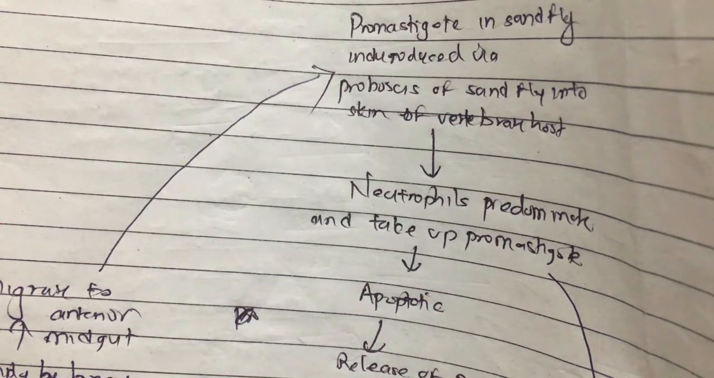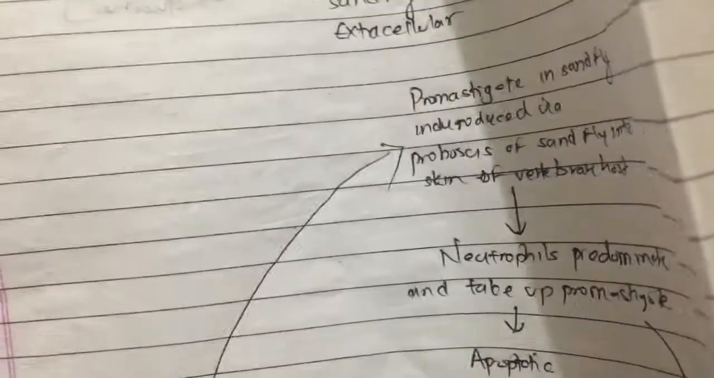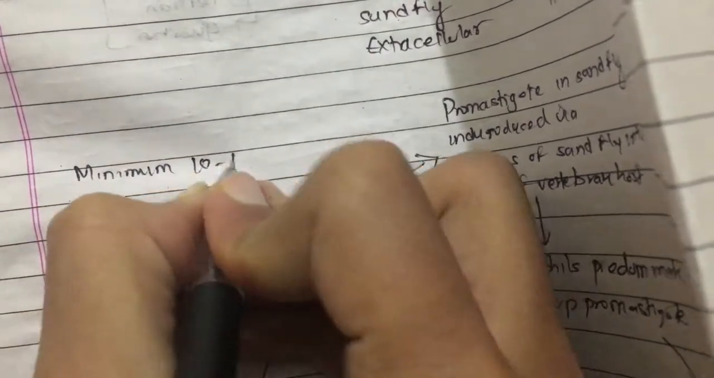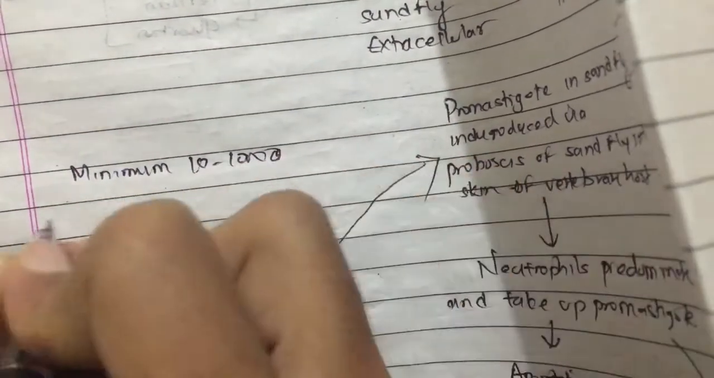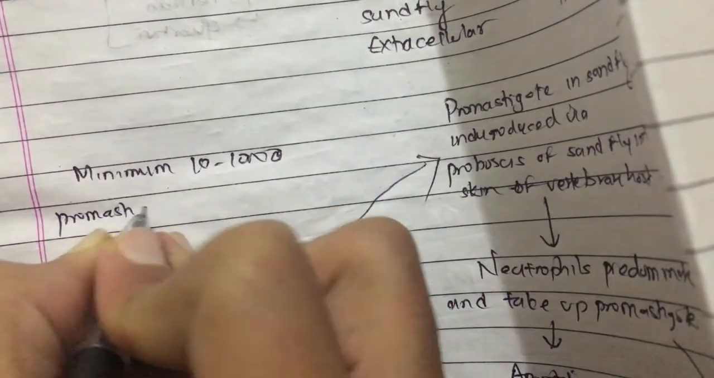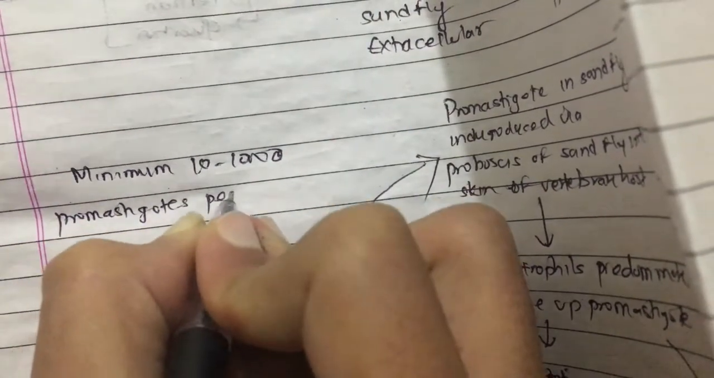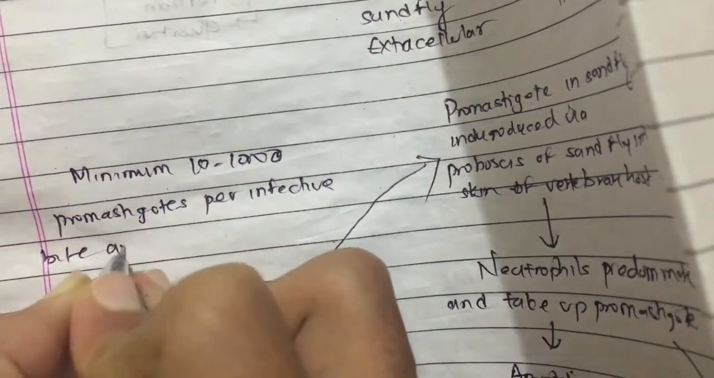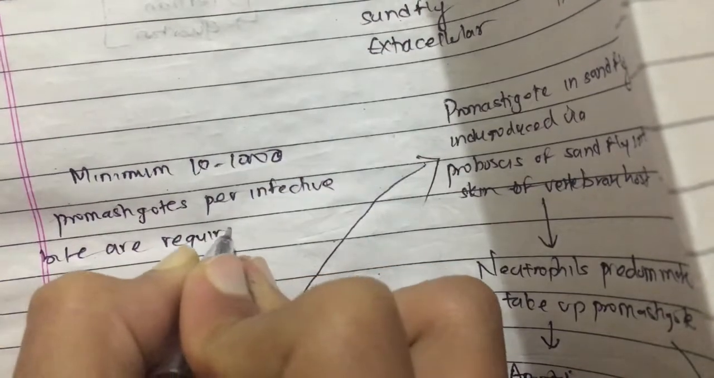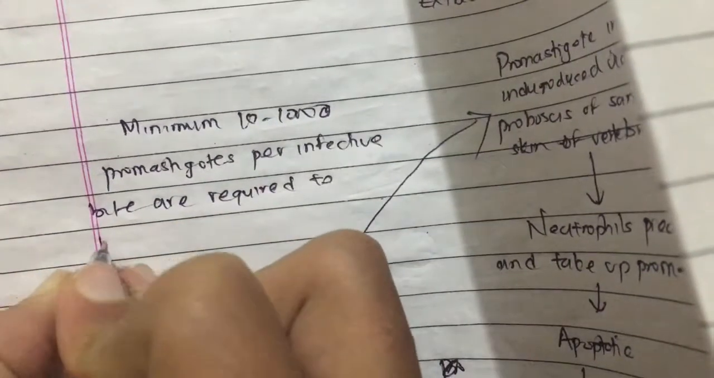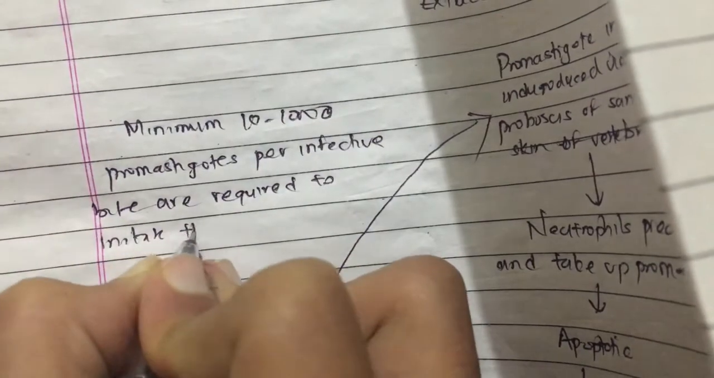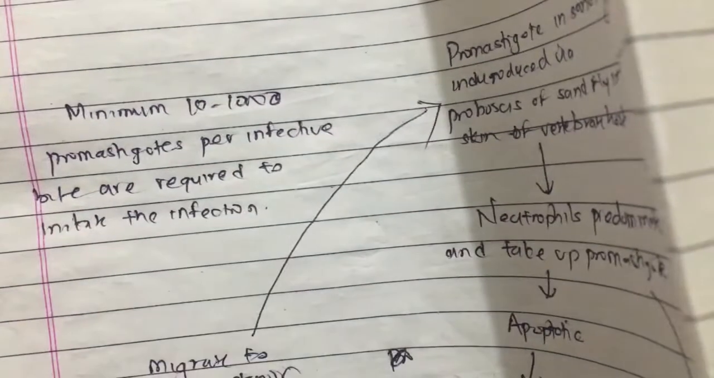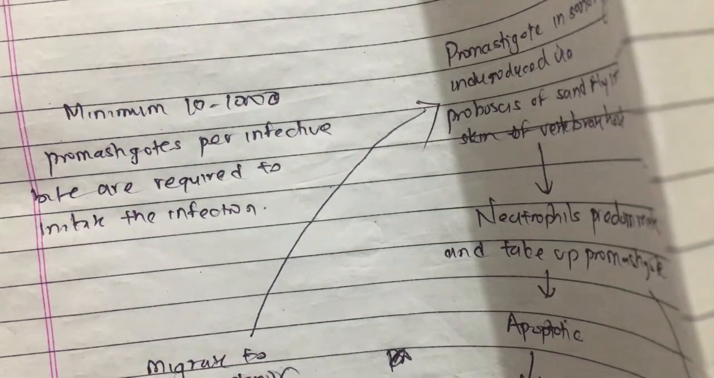In this way, the life cycle is continued, and a minimum of 10 to 1000 promastigotes per infective bite are required to initiate the infection. In this way the life cycle is completed.